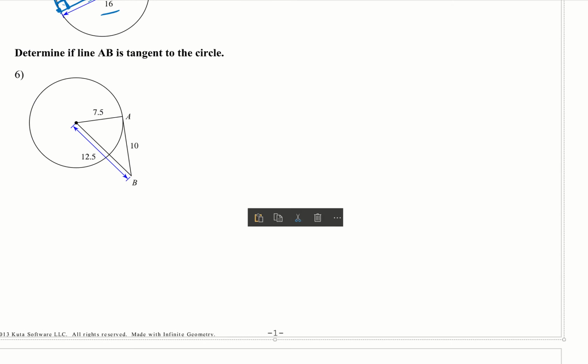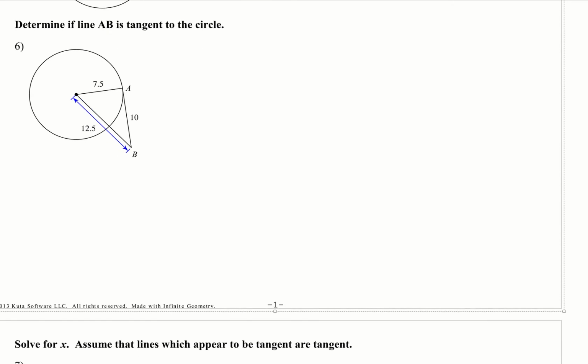All right, number 6, determine if line AB is tangent to the circle. Again, in order to determine if it's tangent, we need to prove that the Pythagorean theorem works. So essentially we're doing the converse of the Pythagorean theorem. This is a radius, which means the radius has to be perpendicular. So we want to show that that's a perpendicular. In order to do that, we need to use the Pythagorean theorem or the converse. So we got a squared plus b squared equals c squared.